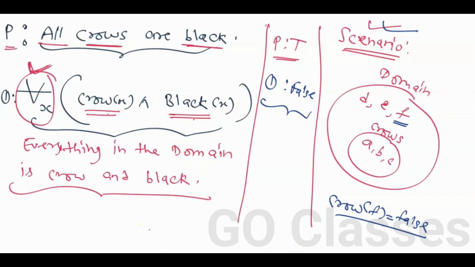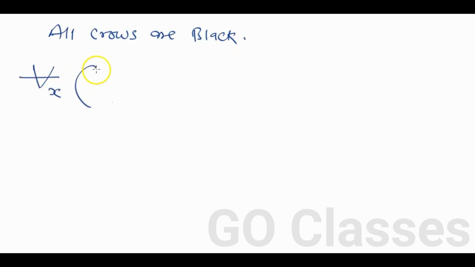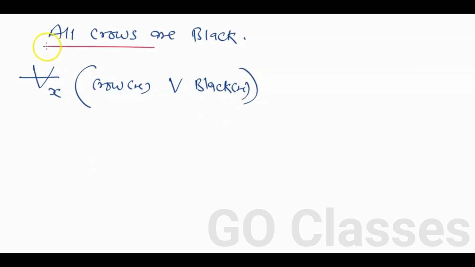Now let me ask you, can I say this is a correct expression? All crows are black. My question is, can I say that for all x, if it is crow or it is black, is a correct expression? Just read it. So this is our English statement. Let's call it statement P, and let's call this expression 2. Now, can I say that this is a correct first order logic expression for this English statement?